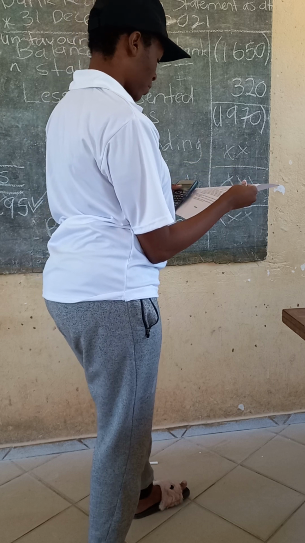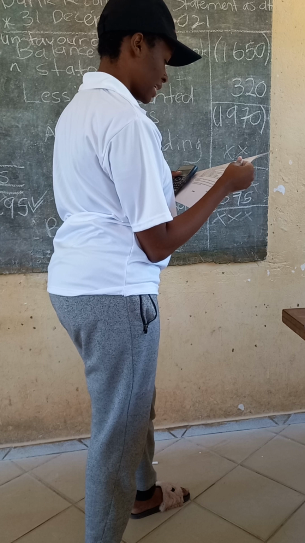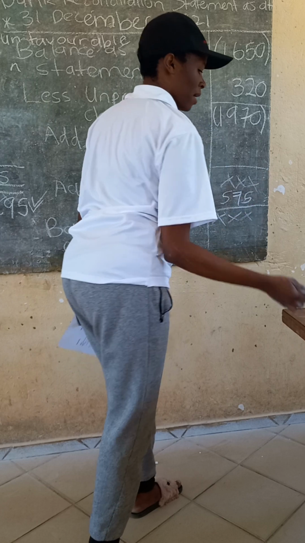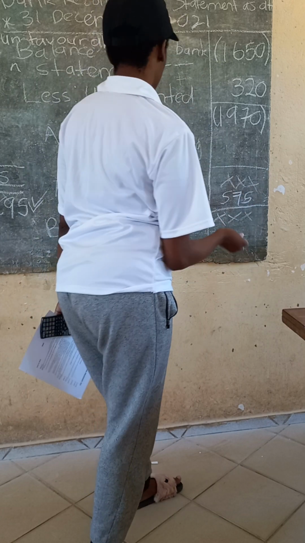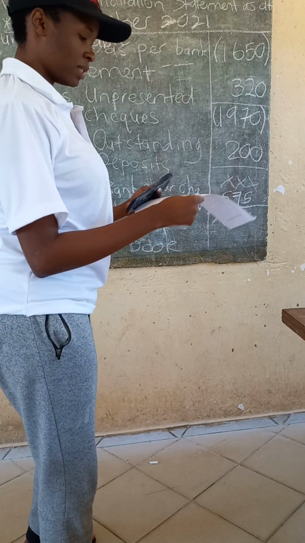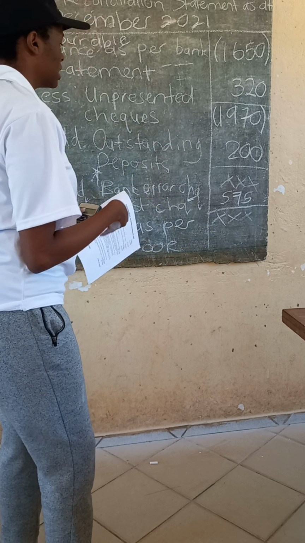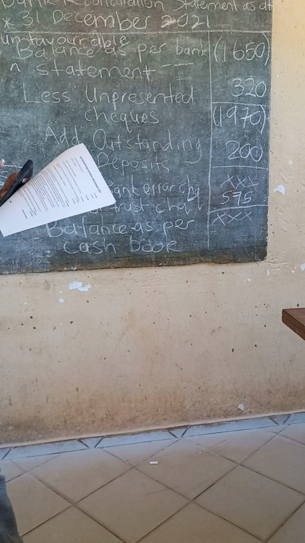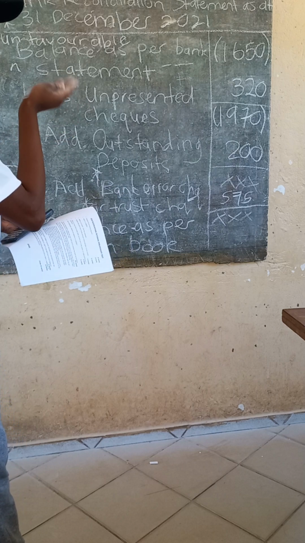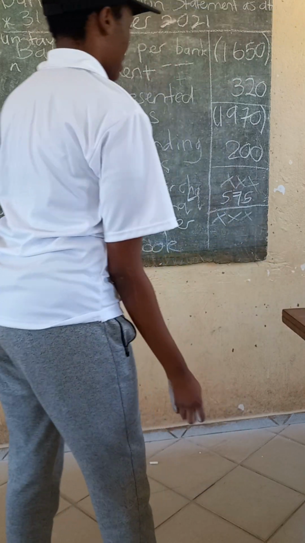Then the last item was a deposit of 200 made on 29 December not being entered on the bank statement. Usually, because bank statements come out at the end of the month, right? They might be outstanding deposits. Why? Because the item was made on the 29th of December. Usually, items made on the 29th, 30th or 31st of December might be left out by the bank because it's towards month end, right? So they wouldn't have gotten the time to record.